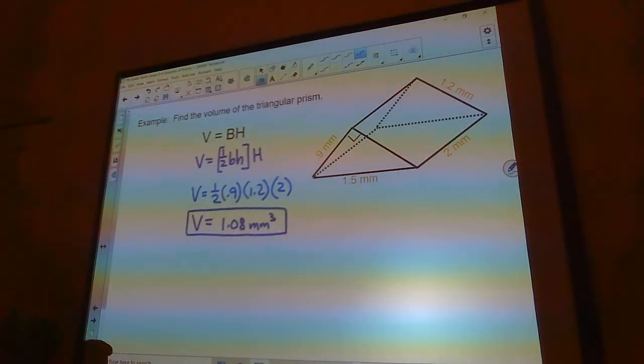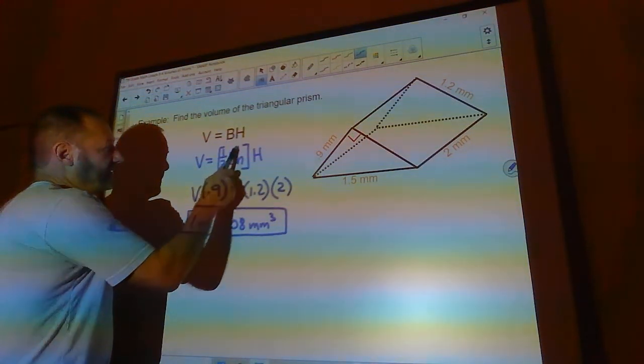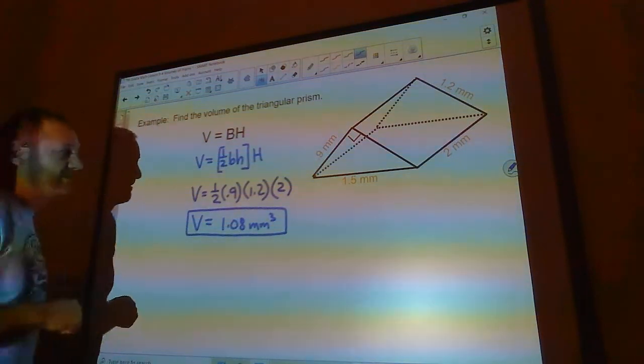Make sure you understand the difference between this B and that B, this h and that h. Okay, they're different things.